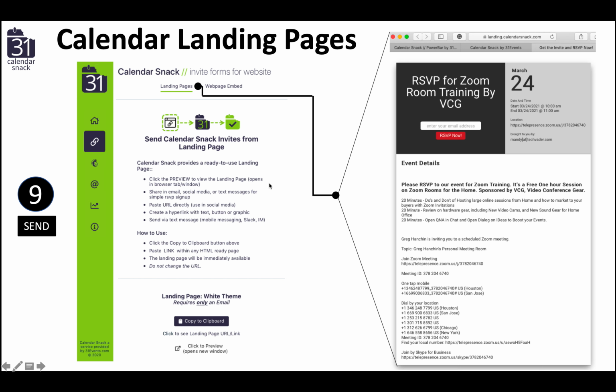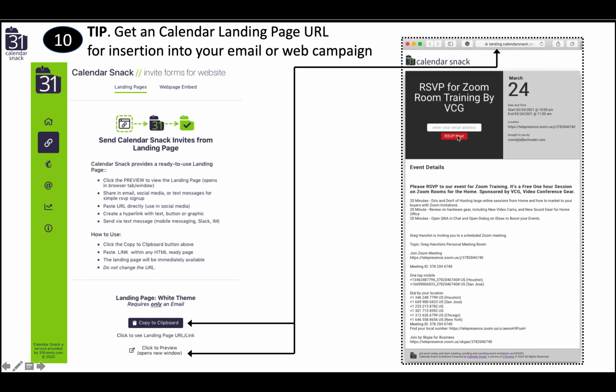So here's a quick look at how calendar landing pages work. You go to this panel here under landing pages, and when you click this button down here to preview, you're going to receive a specific URL for this event. The customer goes in and puts their email address in here. They hit RSVP now, and they're sent the calendar invitation. So the simple tip here is to go get them and embed them into your email marketing campaigns.